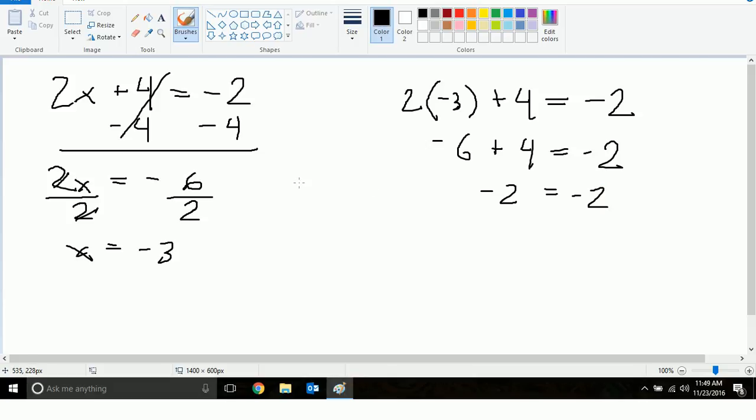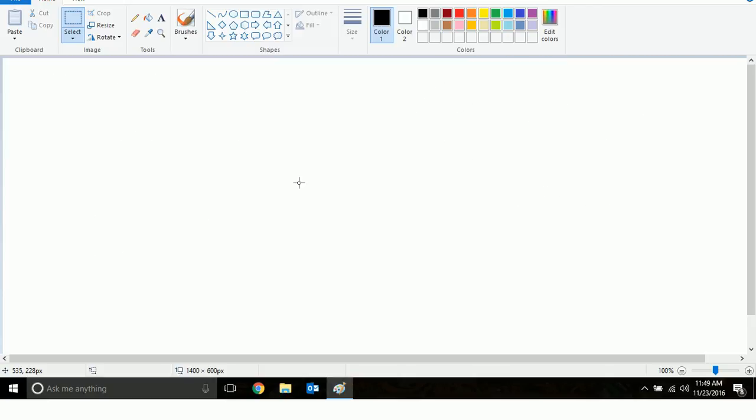Okay, so that one wasn't too bad. Let's move on to one where we have functions on both sides.